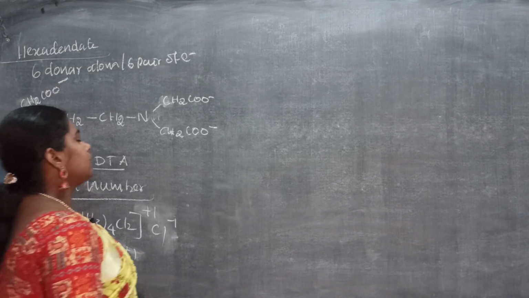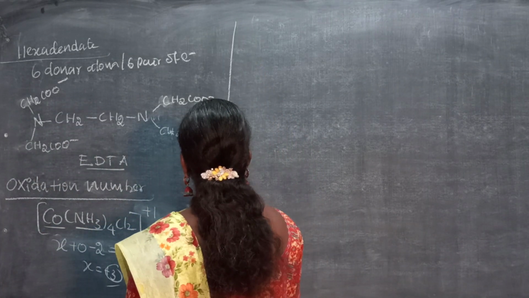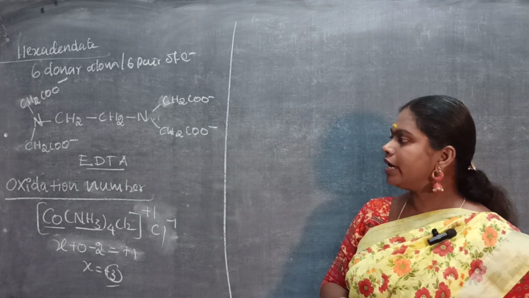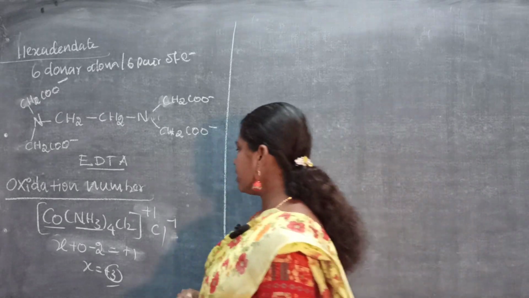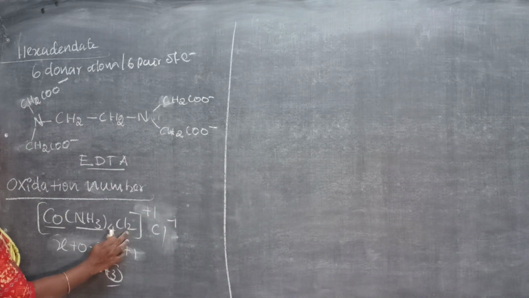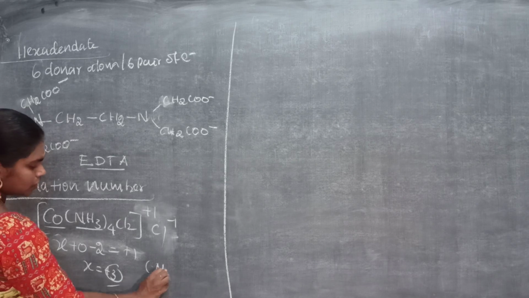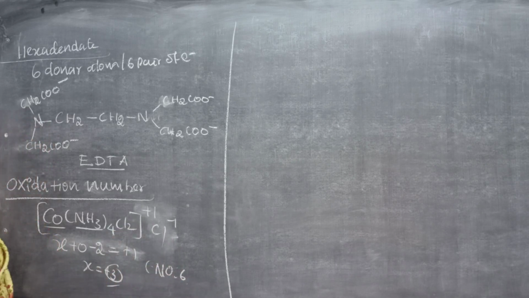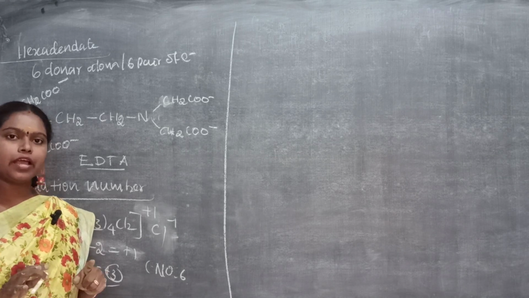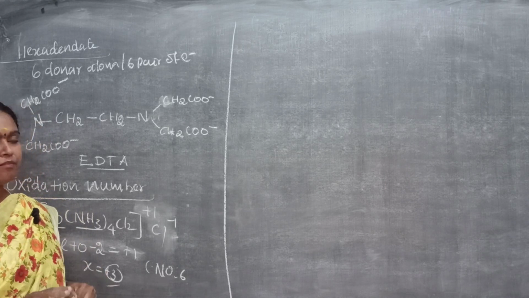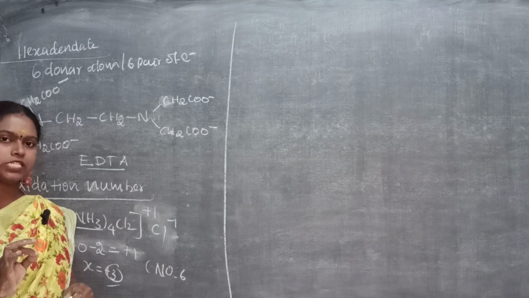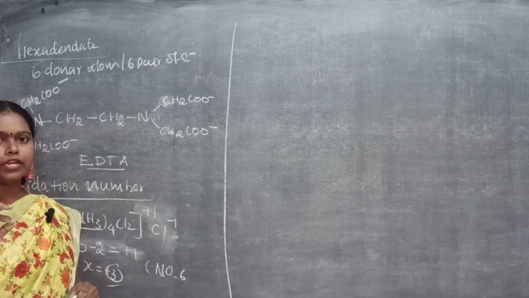Then next is the coordination number calculation, which I already told you. The coordination number of this complex: here it is 4, here it is 2, so the coordination number of this complex is 6. These are all the basic terminology. The next step is naming the complex. Before naming the complex, we first have to find out the positive ligands, negative ligands and neutral ligands.